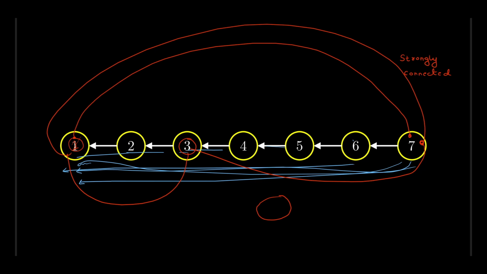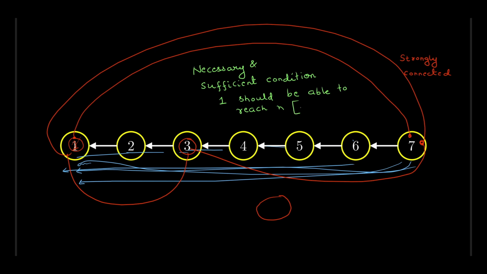Let me write that down. Necessary and sufficient condition is one should be able to reach n directly or indirectly.